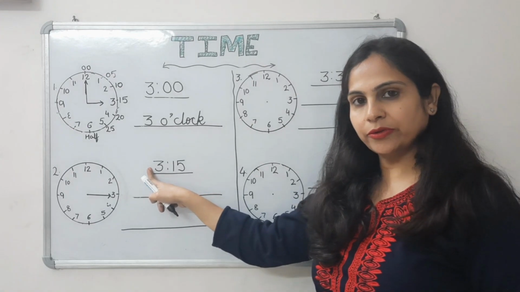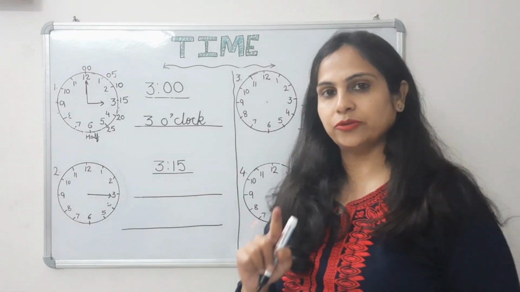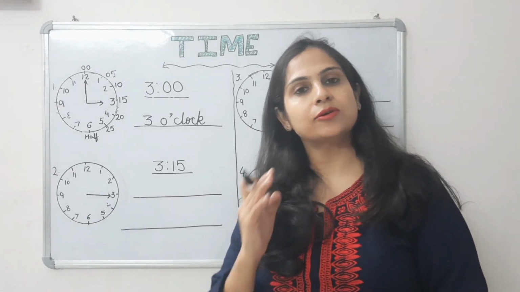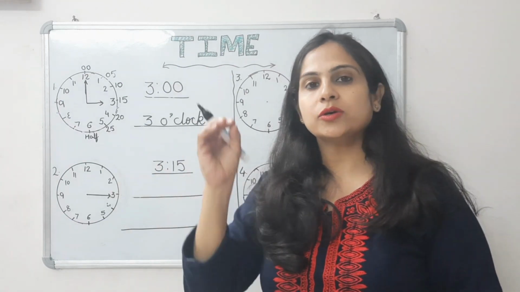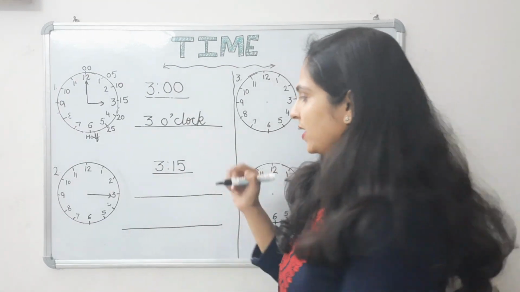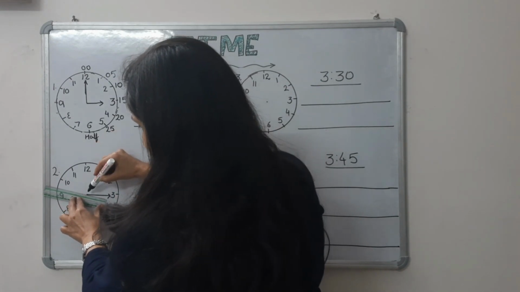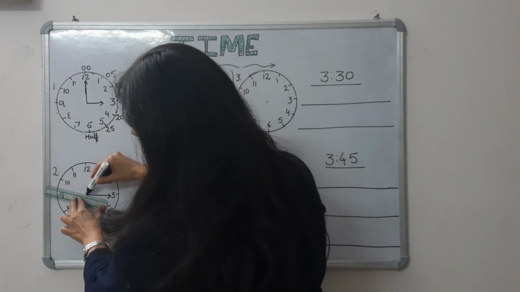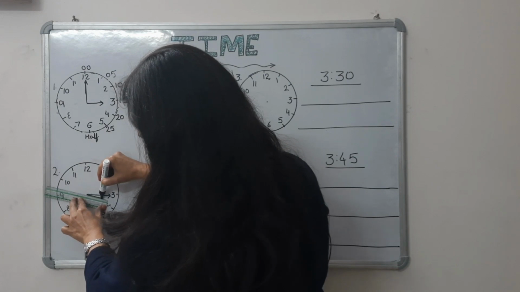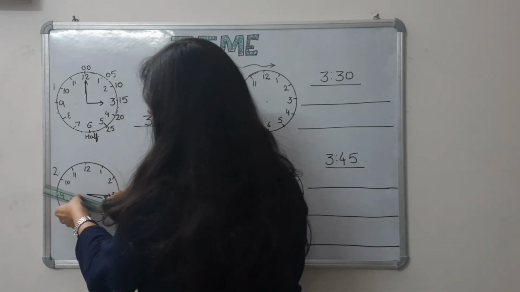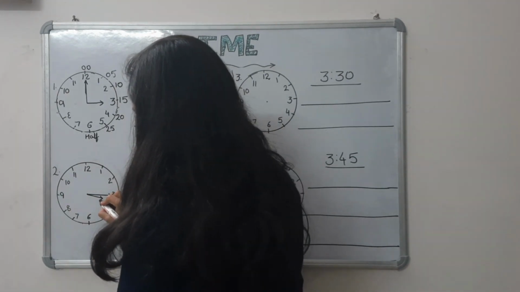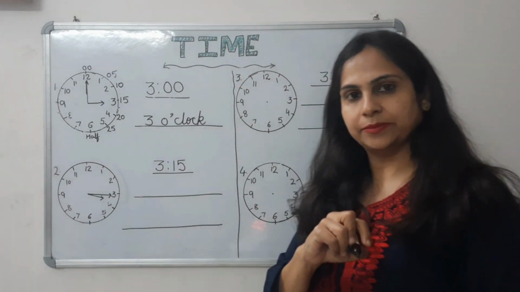The hour hand is also at 3, but we will not draw it exactly at 3 because our hand is also continuously moving. So it will move a little bit forward. Fine. So we will draw the hour hand, which is small in size and a little bit forward. So this is 3:15.